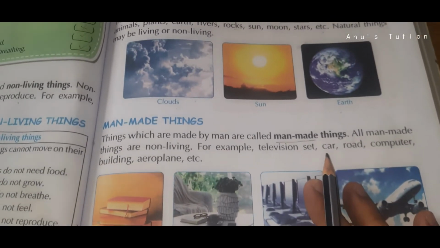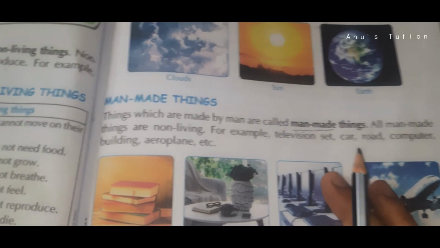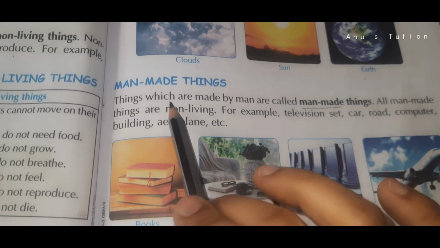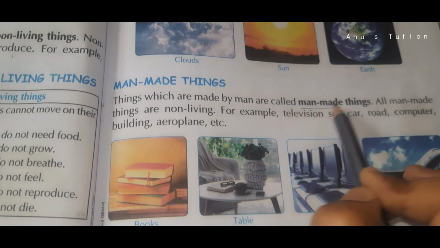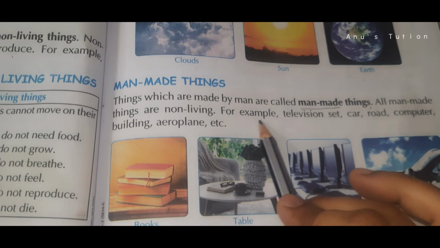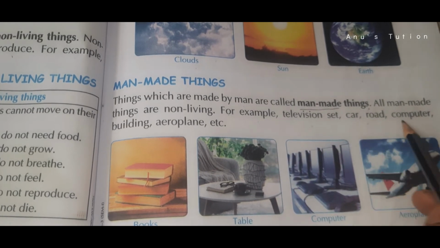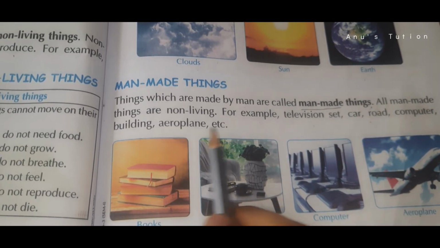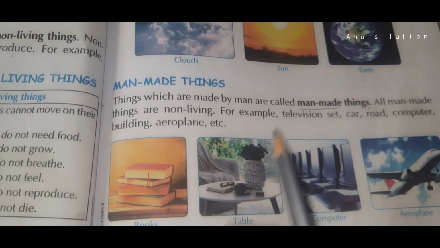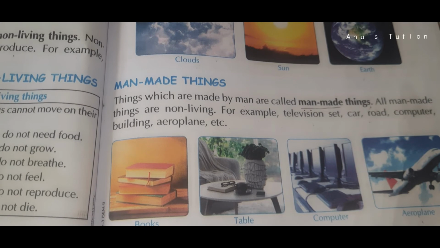Okay, next, man-made things. Things which are made by man are called man-made things. All man-made things are non-living things. For example, television set, car, road, computer, building, aeroplane, etc. Books, table, computer, aeroplane. These are all called man-made things which are used by a man.